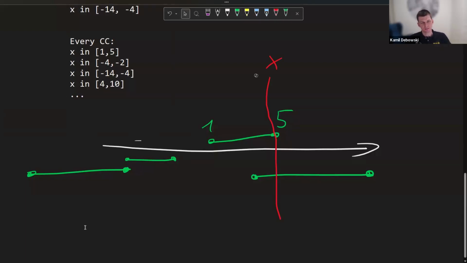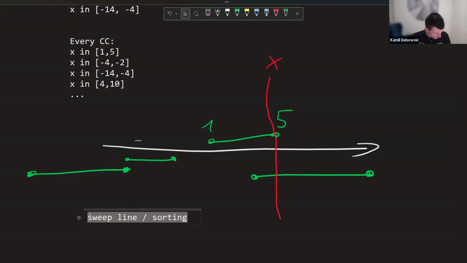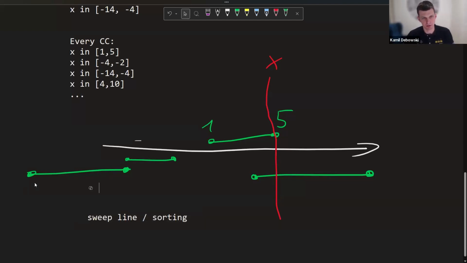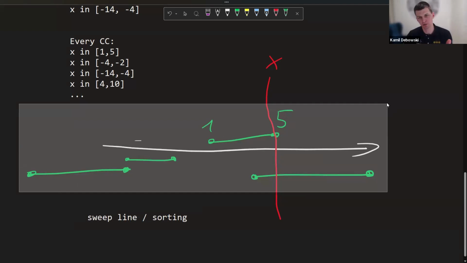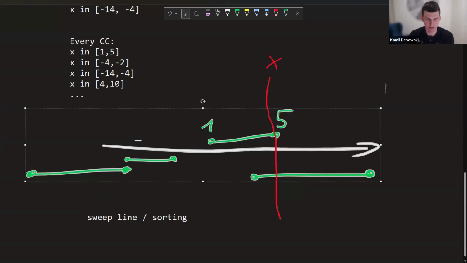And that's done with sweep line, so some kind of sorting. You can also do, I don't know, segment tree, maybe prefix sums, but there are many techniques that can solve this problem, and it's a well-known task in computer science. So just to discuss at least one method, the way I would do it is I would try to iterate or sweep this drawing from left to right.